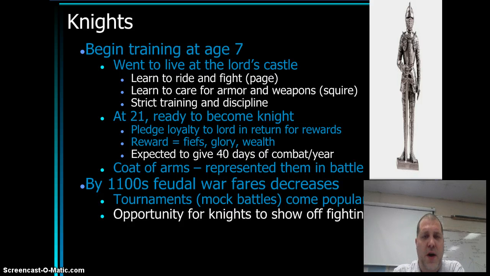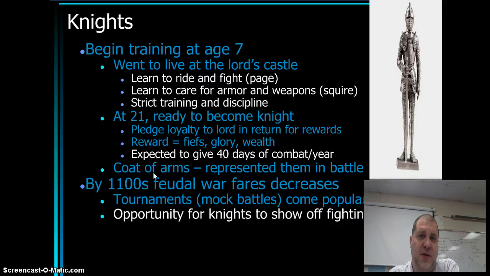You become a squire when you start to learn to care for the armor and the weapons. Strict, they're not really the easiest going people there. At the age of 21, if you have the right bloodline, you're ready to become a knight. You pledge loyalty to the lord in return for rewards, usually money, land, women, glory. Expected to give 40 days of combat in a year.